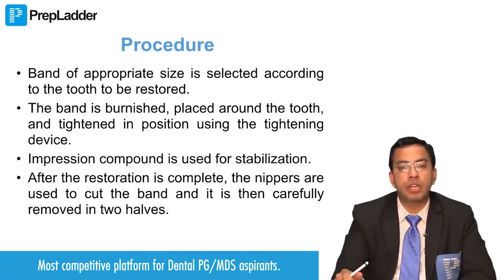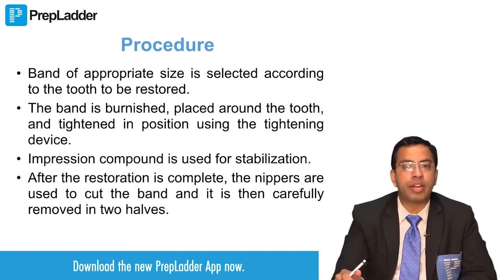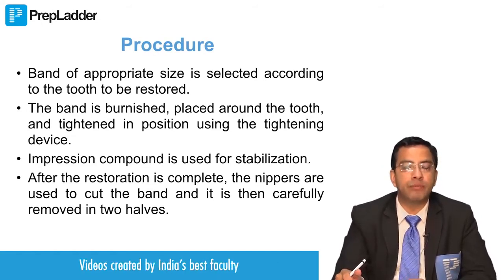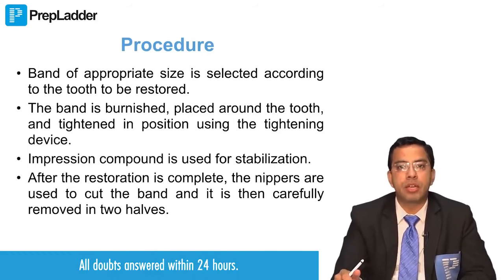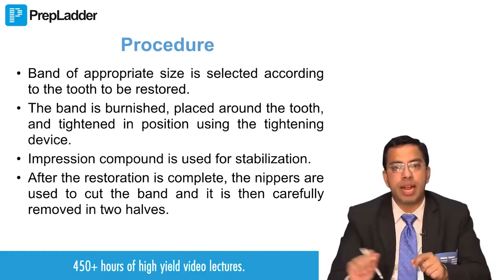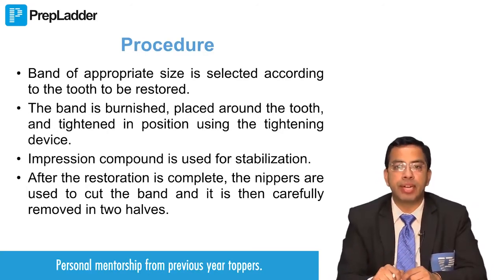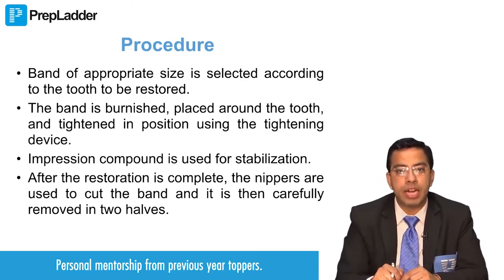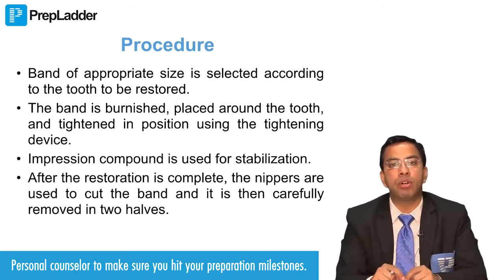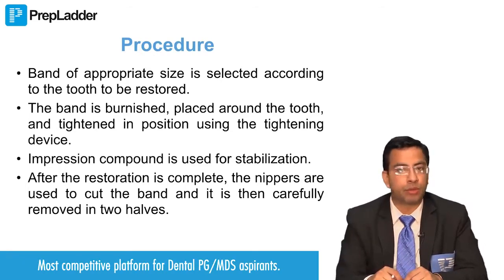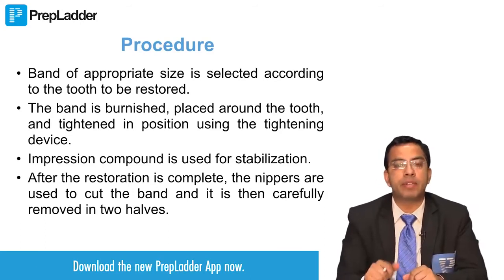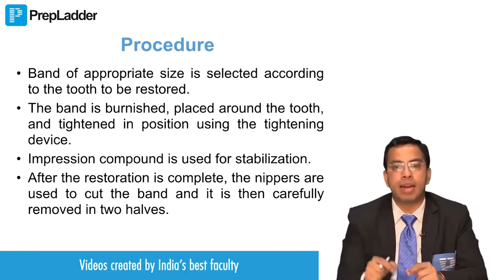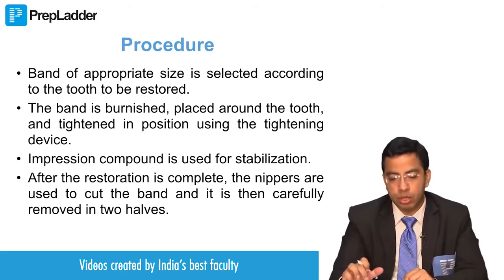So, what is the procedure? You take a band of appropriate size, and the selection is based on which tooth is to be restored. The band is burnished, placed around the tooth structure and then tightened in position using the tightening device. Then you use an impression compound for stabilization of the automatrix, and after the restoration is complete, the nippers are used to cut the band and then it is carefully removed in two halves.